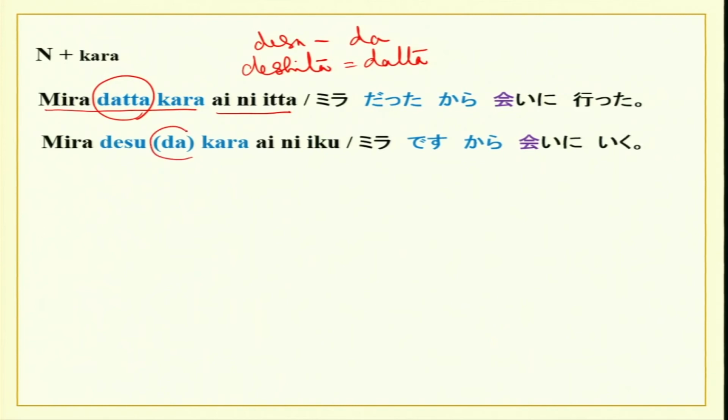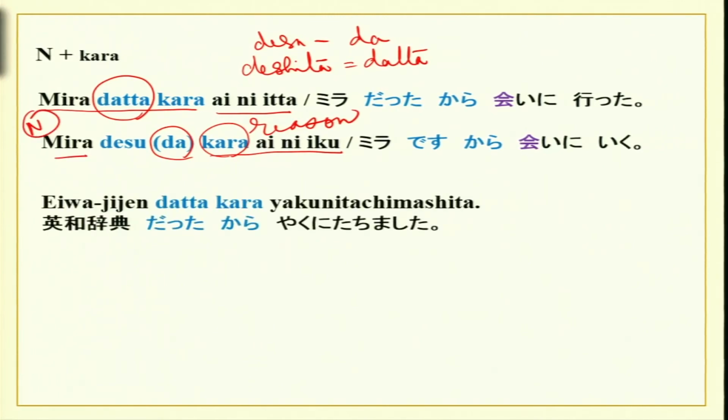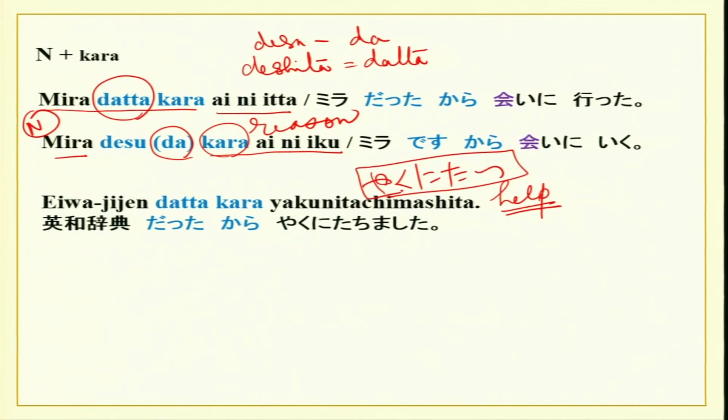Okay, it is right here. Mira dakara ai ni iku, because it is Mira, I will go and meet her. Reason. So, noun over here. Ringo dakara kaimasu, ringo ga suki dakara kaimasu or tabemasu. Eiwa jiten datta kara yaku ni tachimashita, it helped. Yaku ni tatsu is the verb. So, eiwa jiten datta kara yaku ni tachimashita.